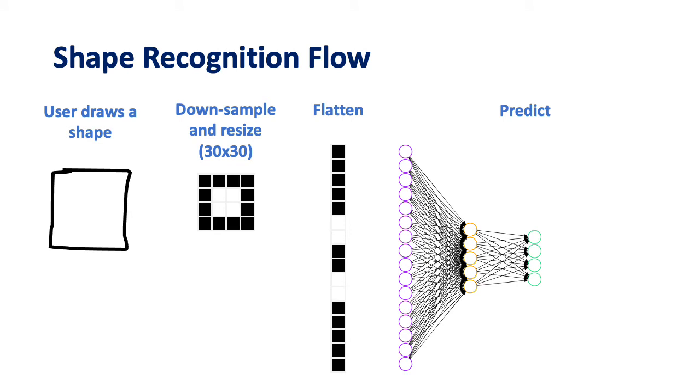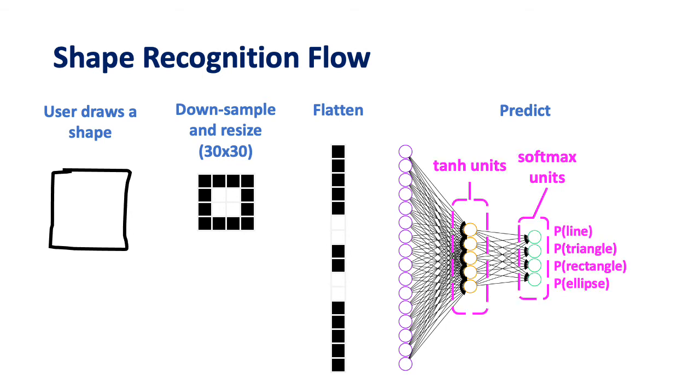This input will then be given to a neural network that has 900 inputs, a hidden layer of tanh units, and an output layer with 4 outputs using softmax units. The softmax units ensure that the outputs all sum to 1. So we can interpret those outputs as the probability of a line, the probability of a triangle, a rectangle, and a circle. So the softmax always ensures these sum to 1. Afterwards, we would select the prediction that has the highest probability. In this case, it is the probability that it is a rectangle.